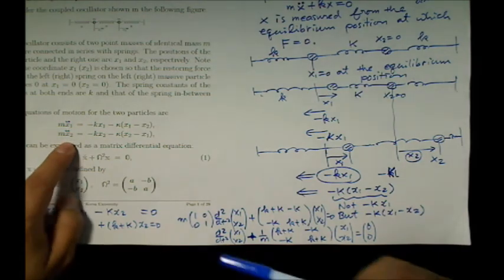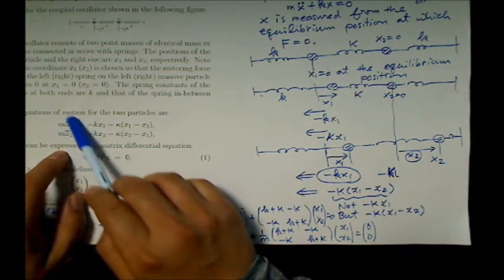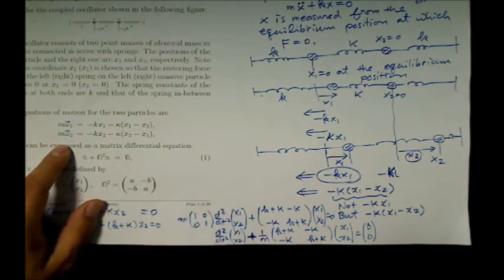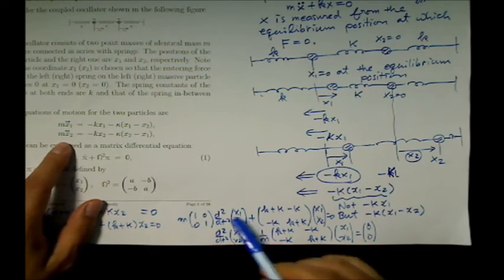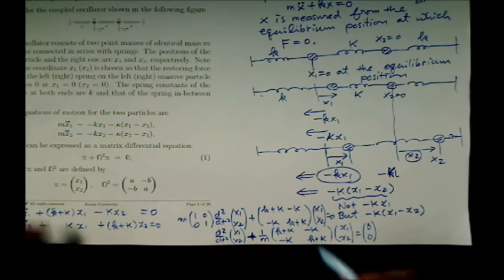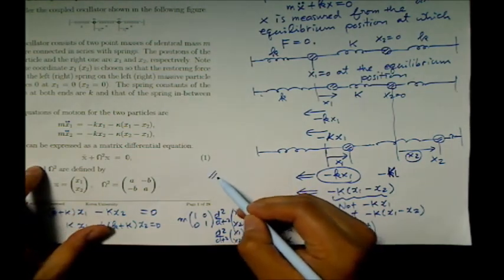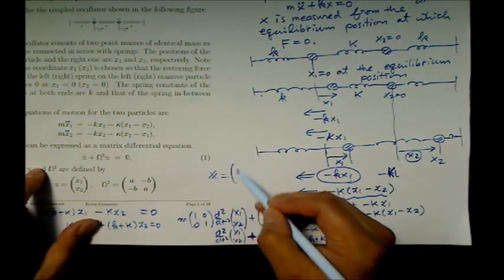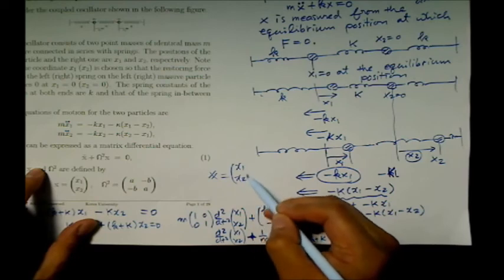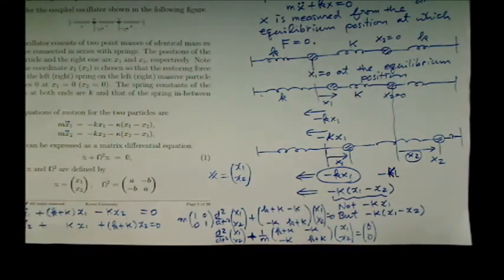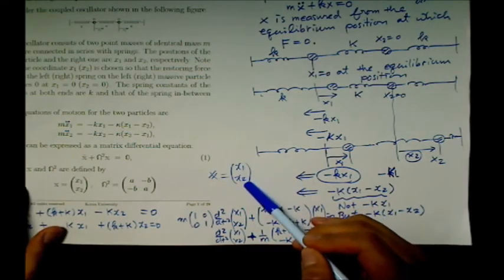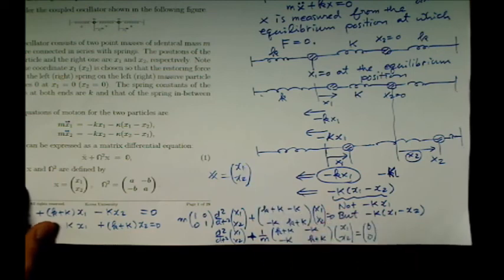And these two, left side is expressed in terms of a second derivative of the column vector. Now we have introduced a capital X to be a column vector consisting of two coordinates, x1 and x2.